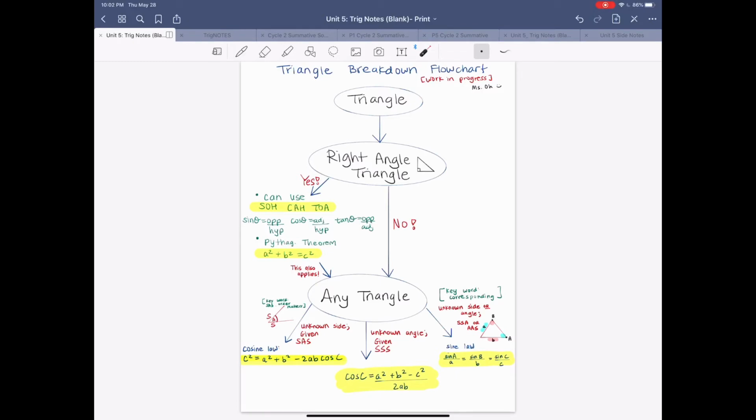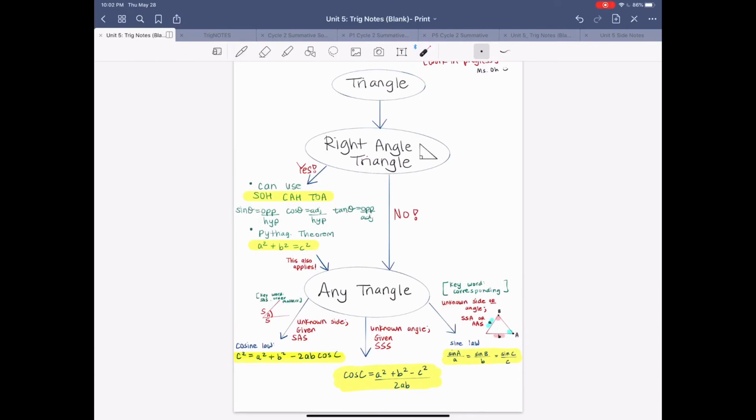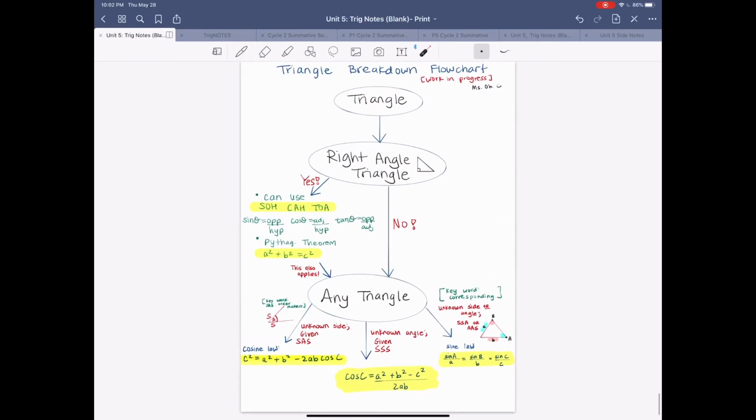So that you realize that it's only when we have a right angle triangle that we can use these two. But otherwise, if it's not a right angle triangle, you need to skip all of those and go to these options to solve. Another thing to keep in mind is that if you have a right angle triangle, yes, you can use SOHCAHTOA, Pythagorean theorem, along with the cosine and sine law. That's something else to keep in the background. But remember, you cannot use SOHCAHTOA or Pythagorean theorem if you have a non-right angle triangle, meaning a triangle that does not have a 90 degree angle.